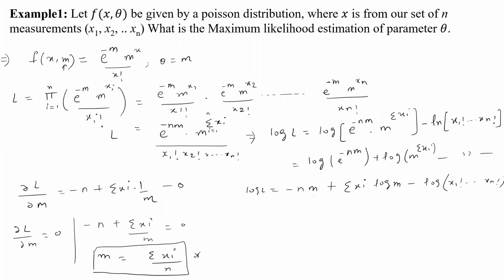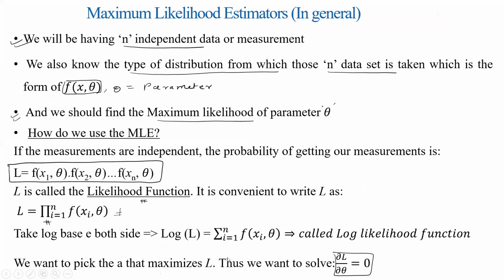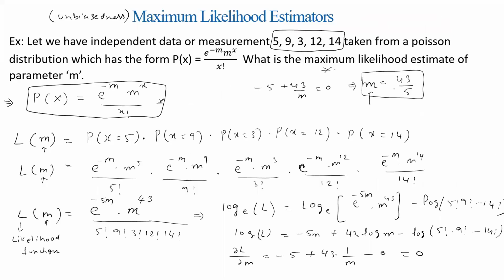So we have seen this portion with the example previously. So we have got m is equal to 43 by n, which is nothing but your summation of xi, the data set which we have got, divided by n.